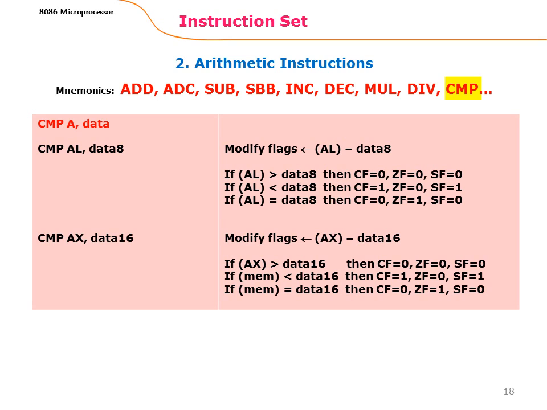CMP AL, 8-bit data. If the content of AL is greater than the immediate data, then there is no change in the remaining flags. If the content of AL is less than the immediate data, then carry flag is equal to 1, zero flag is equal to 0, sign flag is equal to 1. If AL is equal to the immediate data, then zero flag is equal to 1 and carry and sign are set to 0.